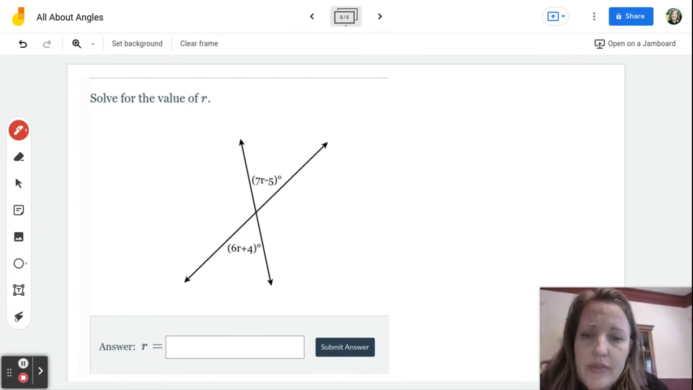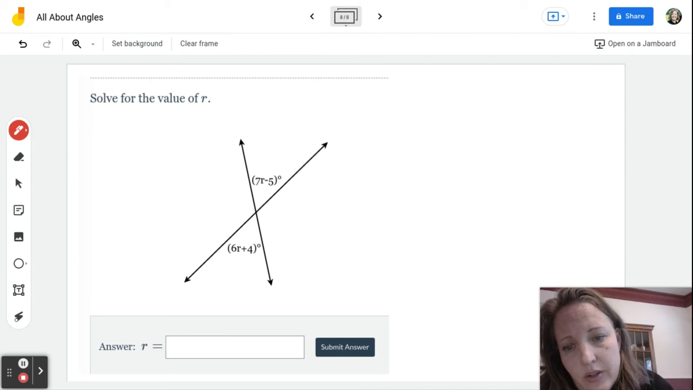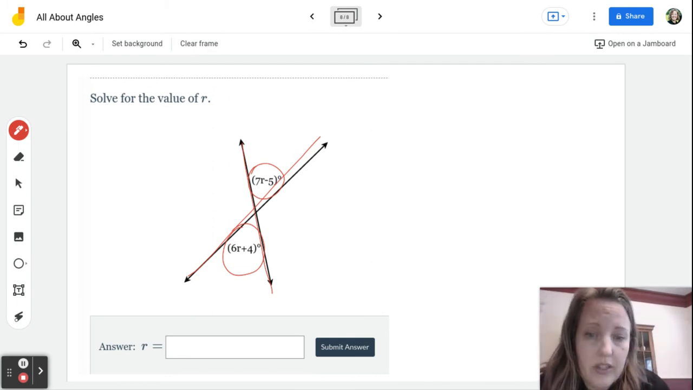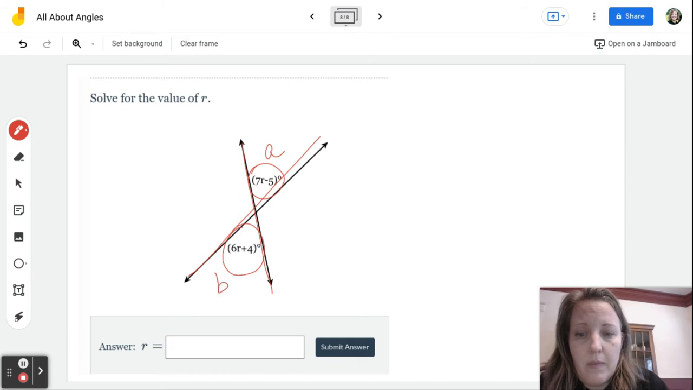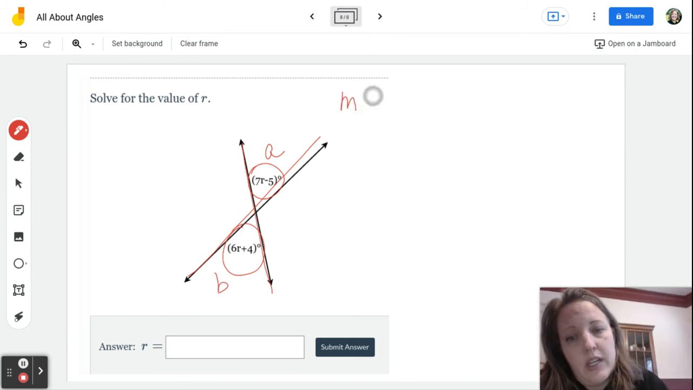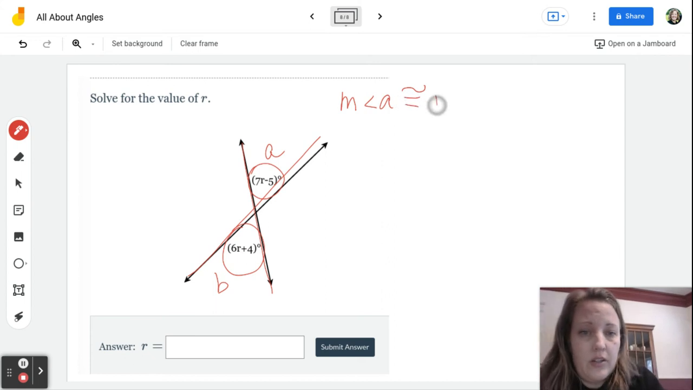We now have vertical angles, right? So these two intersecting lines are here, and we have this angle and this angle. They are vertical from each other. So we know that vertical angles, if this was A and this is B, the measure of angle A is congruent to the measure of angle B.